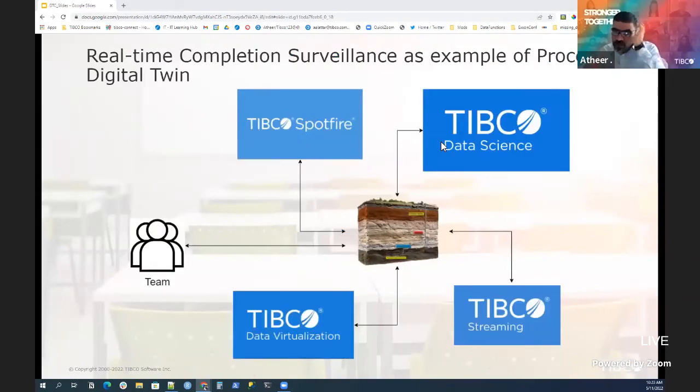Now, coming to our use case, we will use TIBCO Spotfire to manage the front end where the user will interact, and then TIBCO data science to perform any heavy number crunching and data modeling, and then TIBCO data virtualization to provide a unified access layer to different data sources, and TIBCO streaming to stream any live data from the well path. All these products are orchestrated together to create a digital twin of the well completion process.